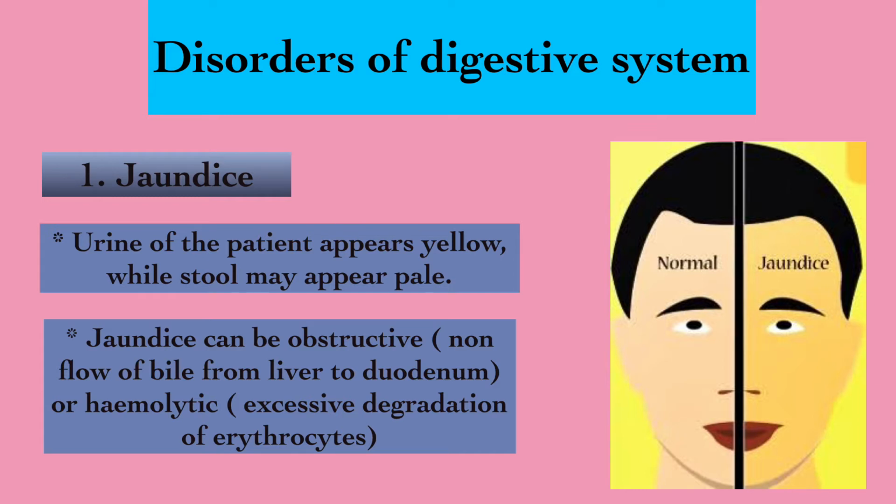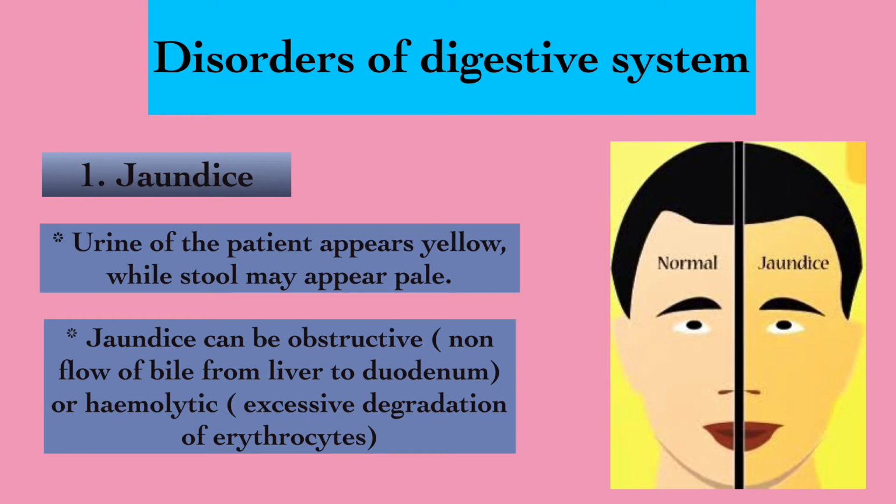Now when we say obstructive, that means there is some obstruction in the pathway of bile. So in obstructive jaundice, there is a non-flow of bile from liver to duodenum. We know that whenever the bile is produced, it travels from the liver, from the gallbladder, towards the duodenum. But in obstructive jaundice, the flow of bile from liver to duodenum is being obstructed.